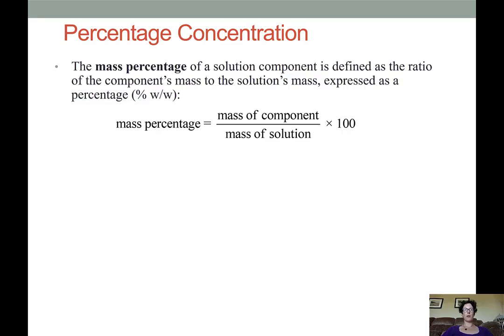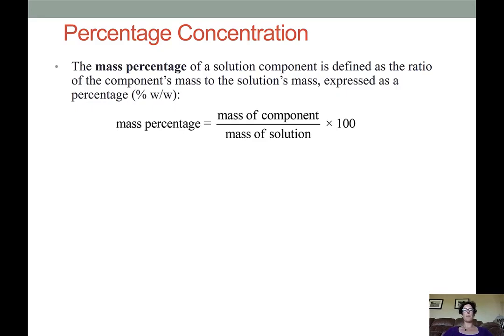Another way of quantifying concentration is by percent. Percent simply means per 100. So just like you would calculate your score on a test by taking the number of points that you got divided by the number of points available, and then multiplying by 100 to know what percent you got, we can describe concentration by looking at the mass of the solute compared to the mass of the overall solution.